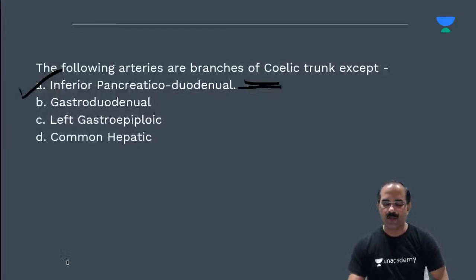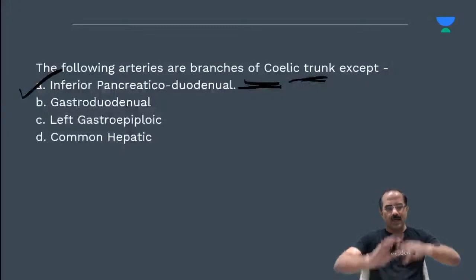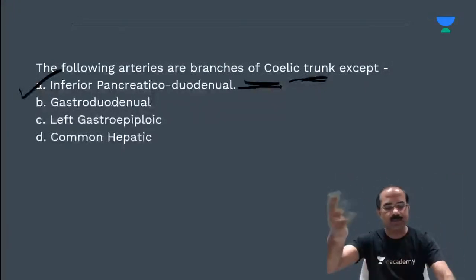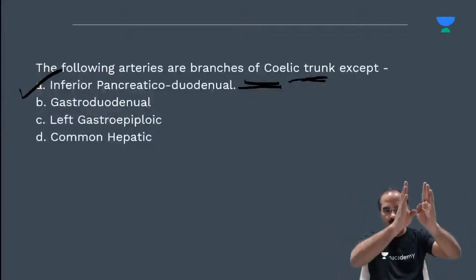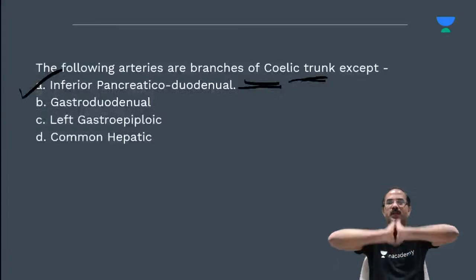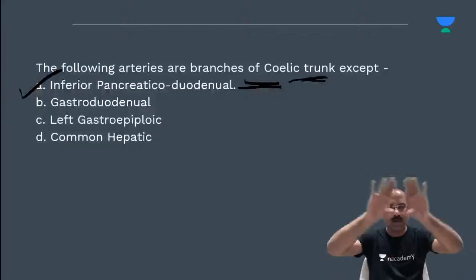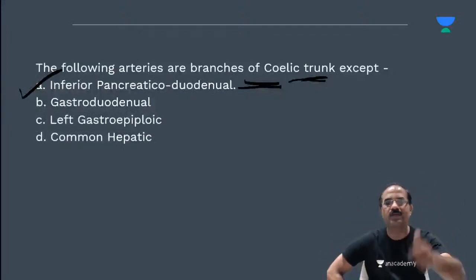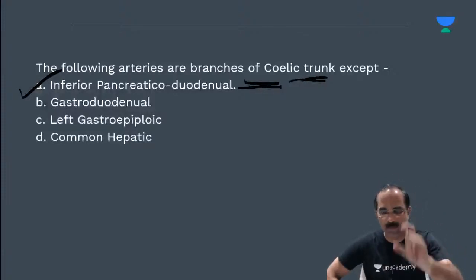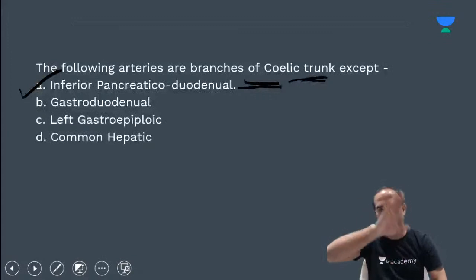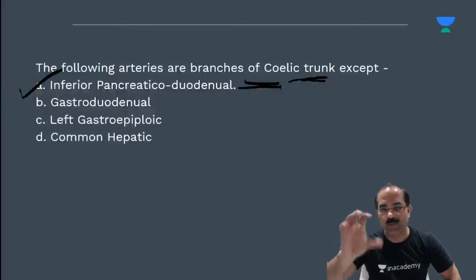Now, which is the branch of celiac trunk? The superior pancreaticoduodenal. एक बार quickly, just orally, I'll tell you the branches of celiac trunk. Celiac trunk gives three main branches: left gastric, splenic, and common hepatic. The splenic के branches क्या होंगे? Pancreatic branches, short gastric branches, and the left gastroepiploic artery.